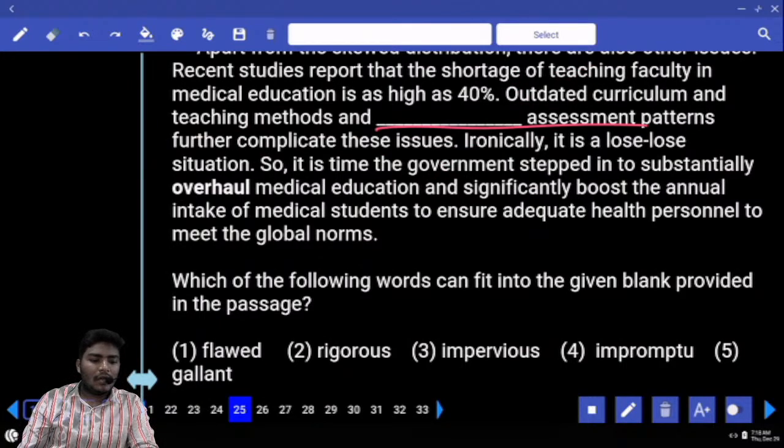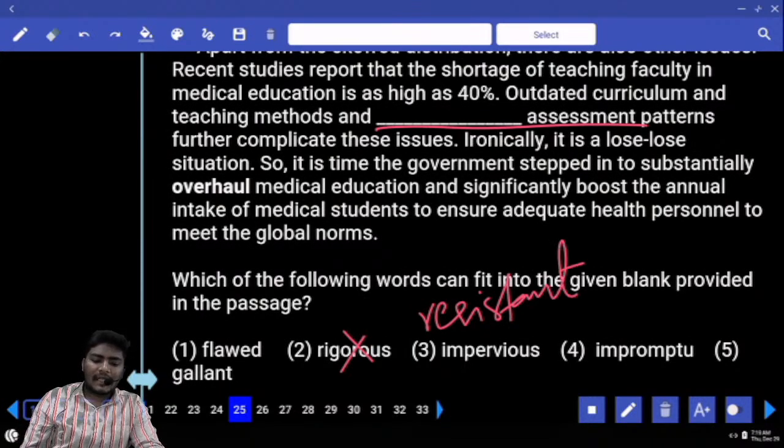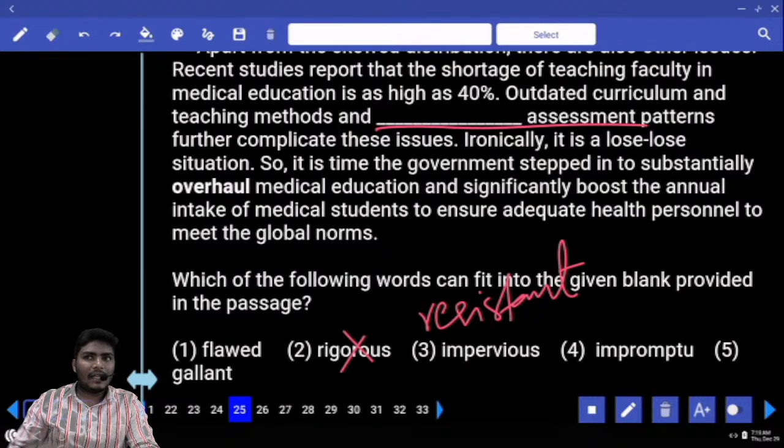Look at the first one. Flaw or flawed. What do you mean by flaw? Flaw is mistake, fault, faulty. Next one, rigorous in the sense, anything that is very serious, we cannot give that quality to assessment, eliminate. Next, impervious. Impervious in the sense, anything that is resistant, anything that stops. Next, impromptu. You know impromptu speech? What is impromptu speech? Speech without any preparation. That is called as extempore. Extempore also comes with same meaning.